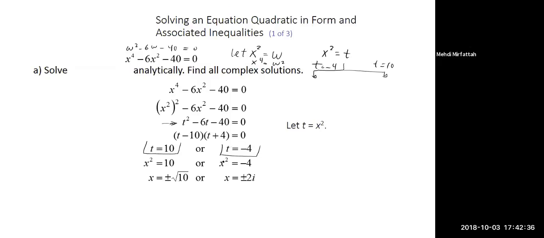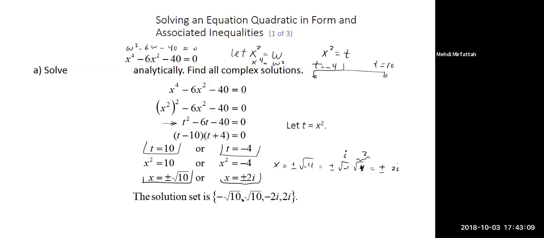And then if x squared is equal to negative 4, then x would be equal to plus and minus radical negative 4, which is equal to plus and minus radical 1 times radical 4. Remember, every time we see radical negative 1, we substitute that with i. This would be 2, so it would be plus or minus 2i. That's how you get x equal to plus or minus 2i. These are the complex solutions. And we also get x equal to plus and minus radical 10. So the solutions are plus and minus radical 10, and plus and minus 2i.